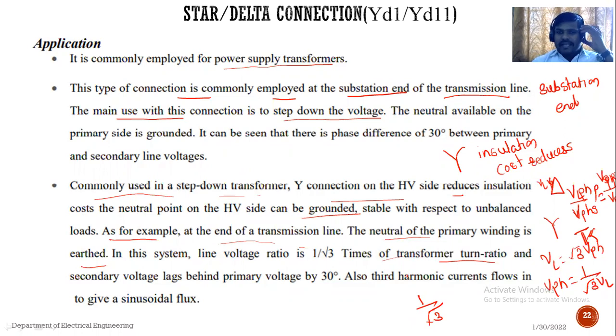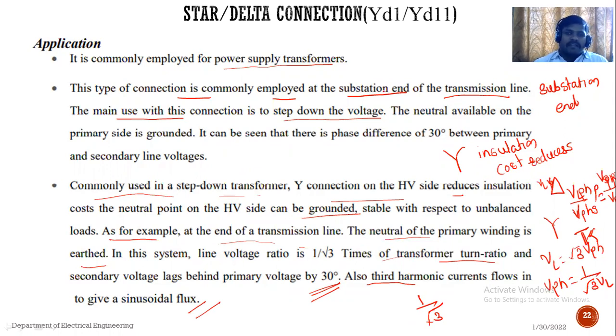The secondary voltage lags behind the primary voltage. Secondary voltage जे आहे, it will lag behind the primary voltage by a 30 degree angle. ते किती डिग्री अँगल न लॅग होते? 30 degree angle न. So also third harmonic current flows to give a sinusoidal flux. Okay, third harmonic current will be flowing and it will give a sinusoidal flux.